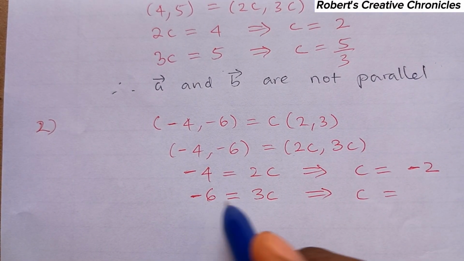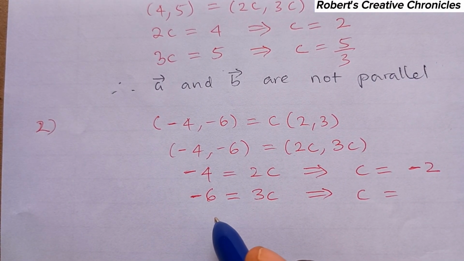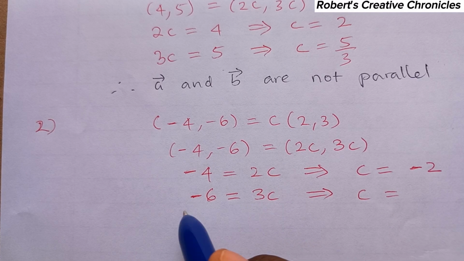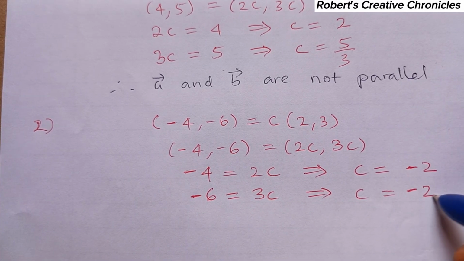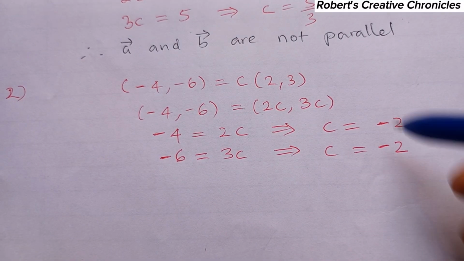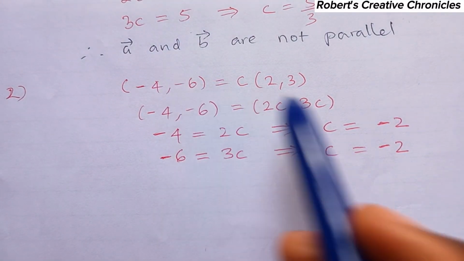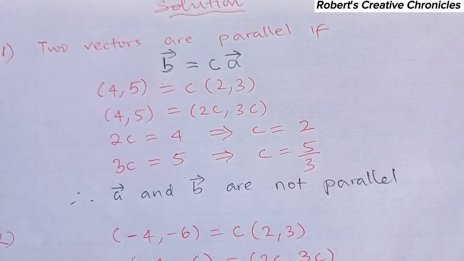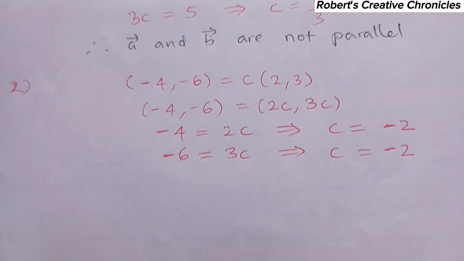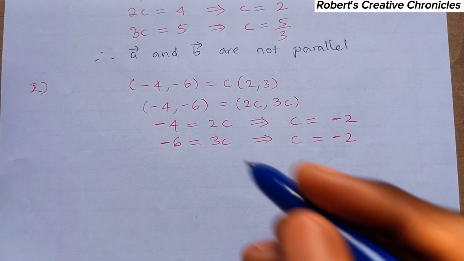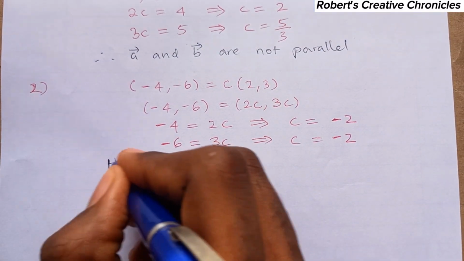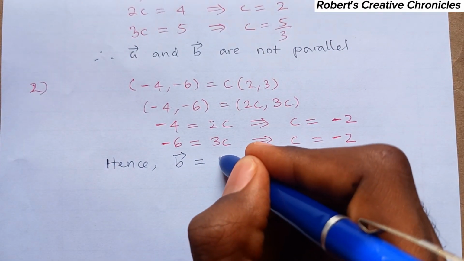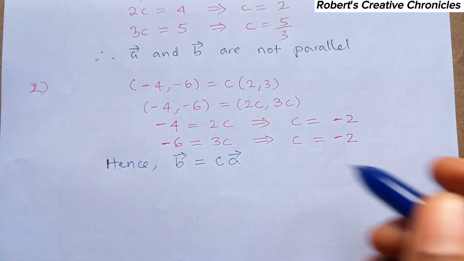C will be equal to, you divide both sides by 3. Here we divide both sides by 2. So here you divide both sides by 3, C is equal to minus 2. So you see, the values of C are equal here, which means that the condition above is satisfied. So this implies that, hence, B is equal to CA.